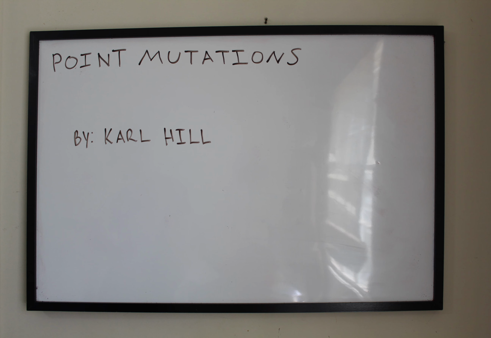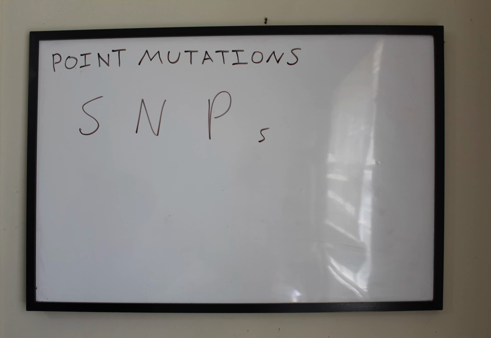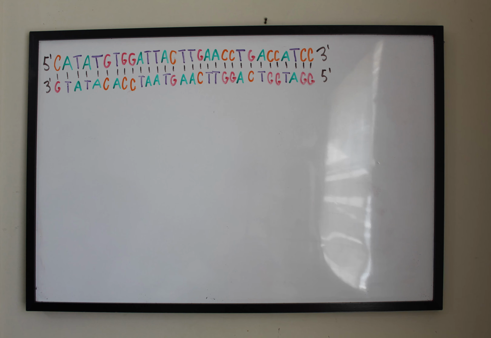in this video I'm going to briefly discuss point mutations and their effects on amino acid sequences. The mutations I'm going to cover in this video are called SNPs, or single nucleotide polymorphisms, which is a way of saying that these mutations only involve a change in one single base pair of the genetic sequence. This is our DNA sequence of interest that we're going to be looking at.